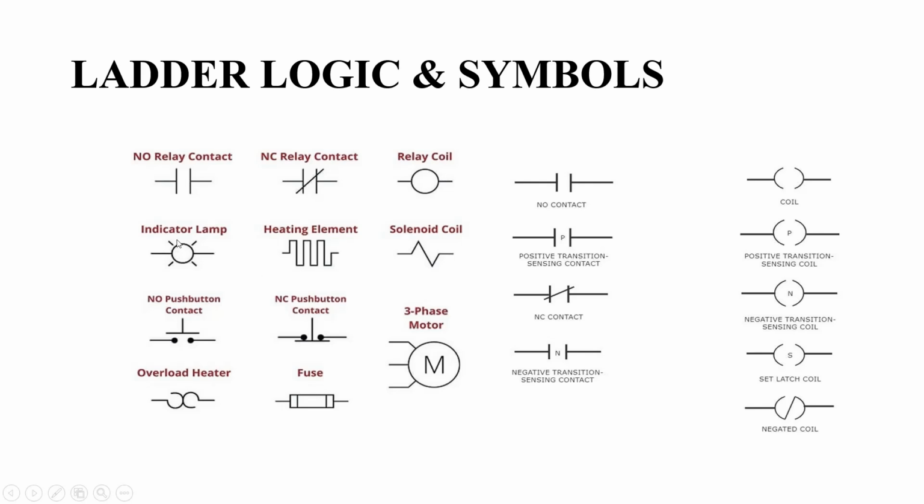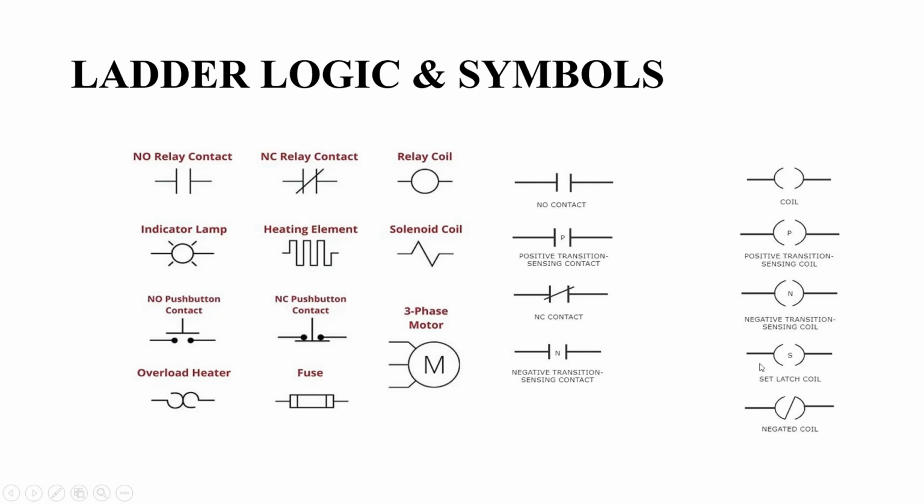Then there are a number of others. We have the indicator lamp. This is the symbol. Then the fuse. This is the overload heater. Then the three-phase motor. Then you have the negative transition sensing contact. It looks like this. The negated coil, if you have a coil and you negate it, this is the symbol.